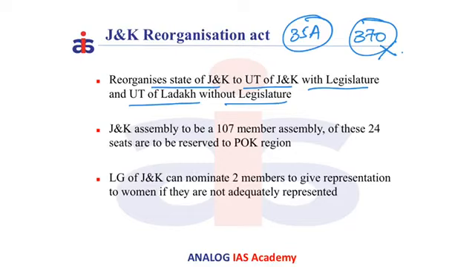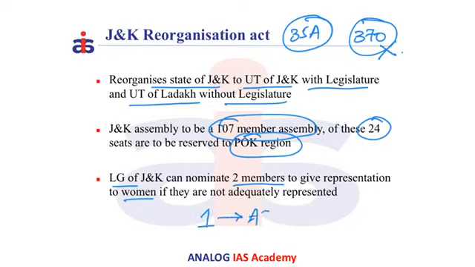The J&K Assembly will be a 107-member assembly. Of these, 24 seats will be reserved for the Pak-occupied Kashmir region, which is currently under the occupation of Pakistan. The third point is that the Lieutenant Governor of Jammu and Kashmir can nominate two members to give representation to women if they are not adequately represented. This is the first time that representation has been given particularly to women in the Legislative Assembly. So far, the Governor could nominate one member, that too from the Anglo-Indian community. And this has also been repealed recently.